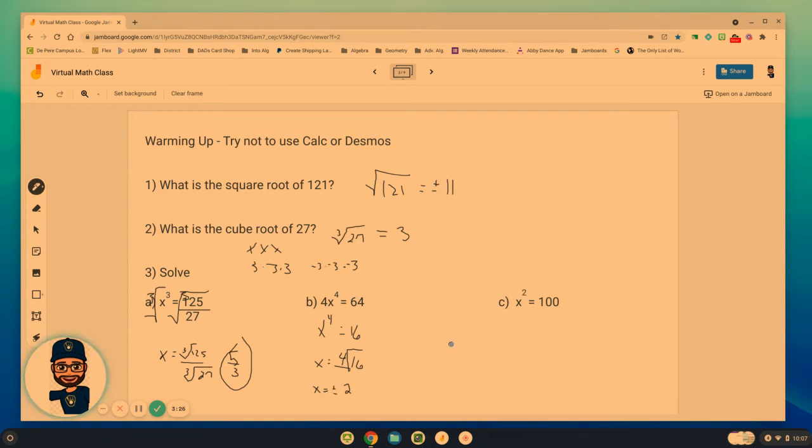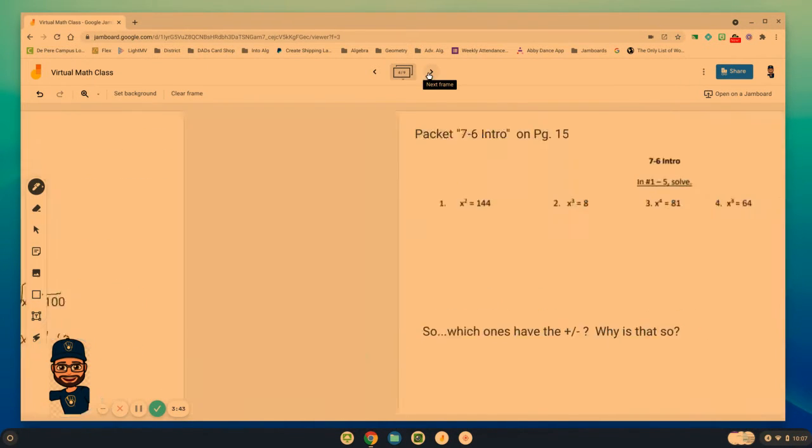Last but not least, x squared equals 100. Again, we can take the square root of both sides, and x equals plus or minus 10. Now, if you forgot how that plus and minus 10 works, or why some of them have it and why some don't, that's a lot of what we're going to explore here in today's video lesson.